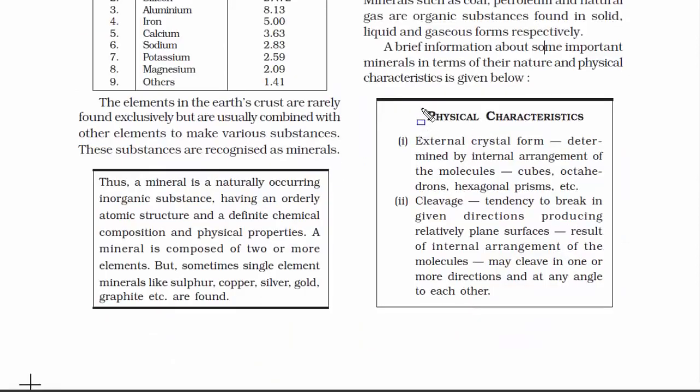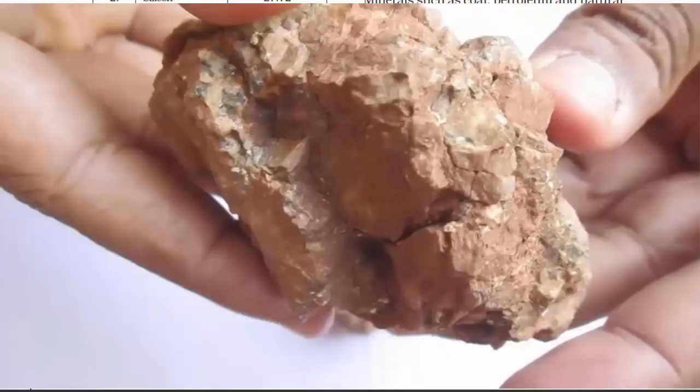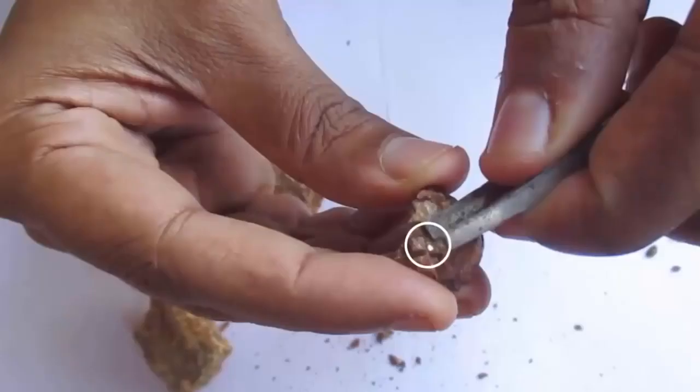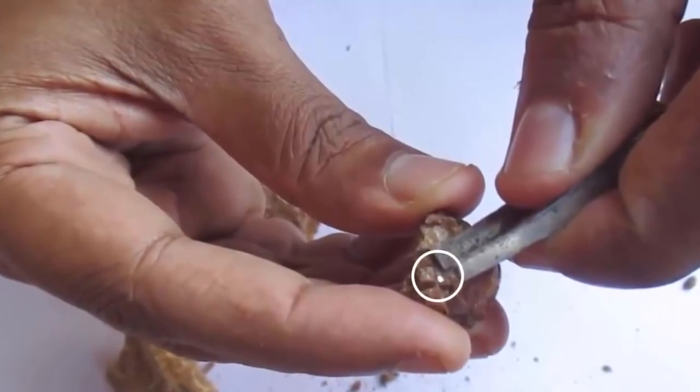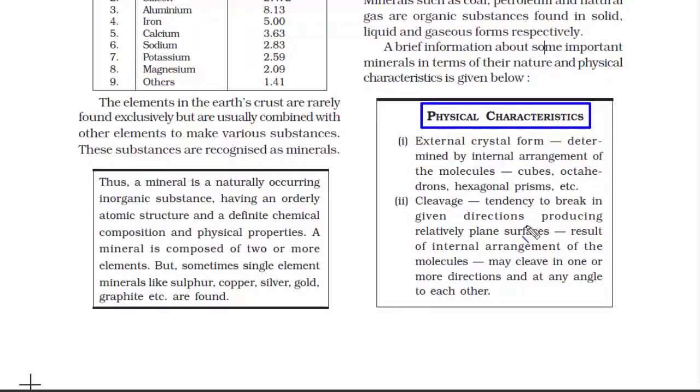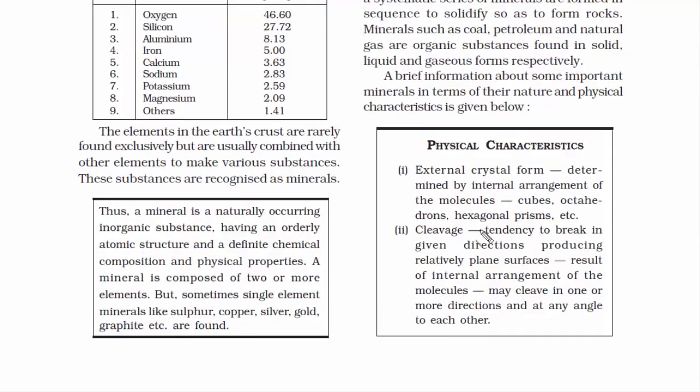Now let's quickly understand the physical characteristics of minerals. Minerals have been divided under these categories, so we will quickly go through each one of them. Now if you look at minerals close enough, all you will see is these tiny bits and pieces of crystals. So talking about physical characteristics of minerals, we are going to refer to these tiny bits of crystals. The first one is external crystal form.